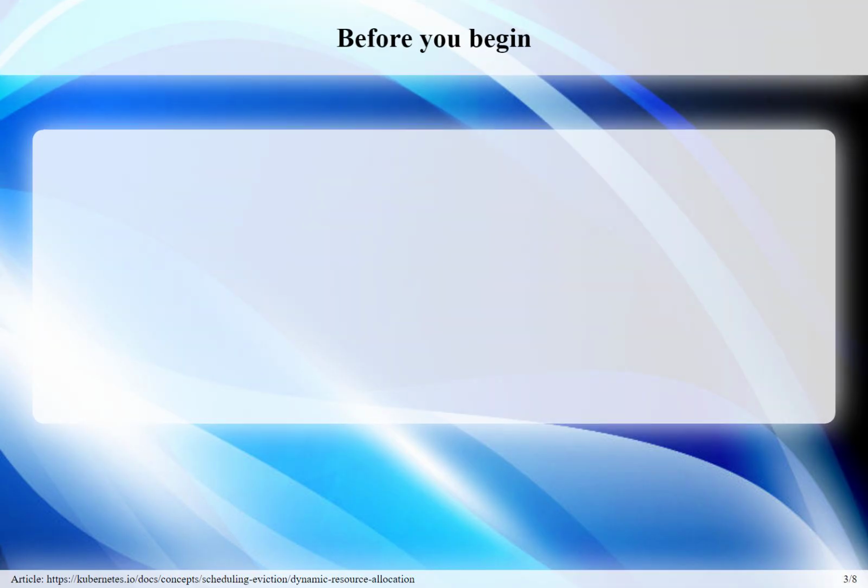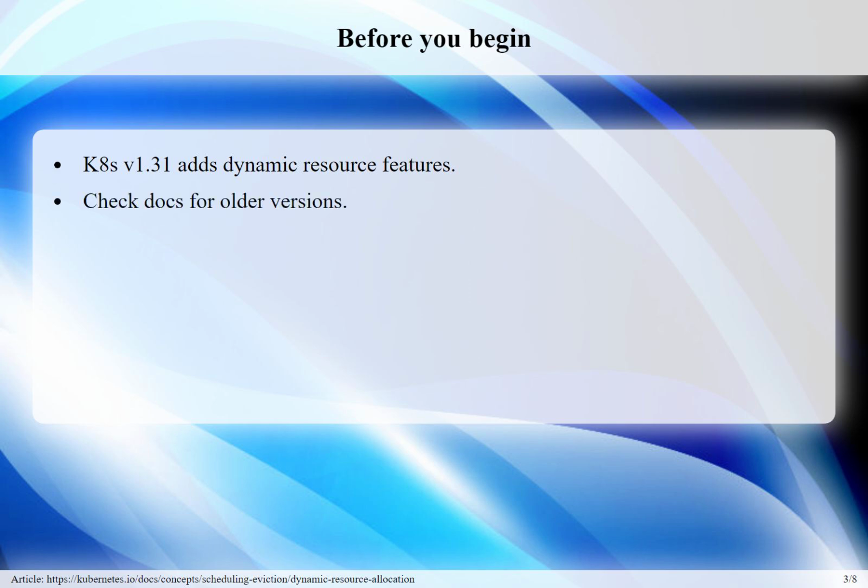Before you begin, Kubernetes version 1.31 introduces new features for dynamic resource allocation but requires explicit enabling and installation of a resource driver. For previous versions, consult the Kubernetes documentation for applicable details.